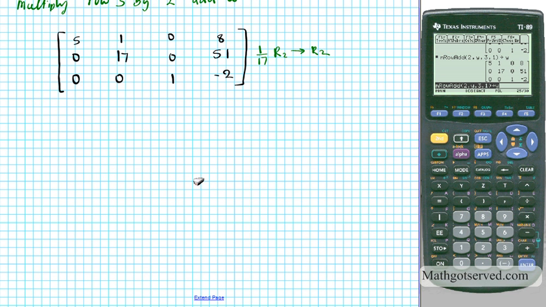If I do that, what am I going to have? This one I can do by hand. So let me write what this means first and then do this by hand. So multiply row 2 by 1 over 17. Okay? That means this is divided by 17. So what's that going to look like?